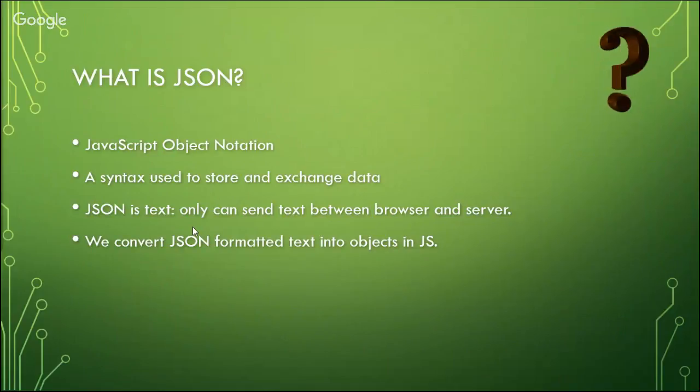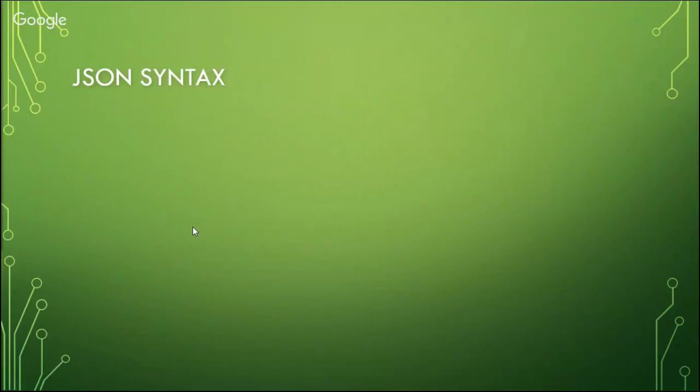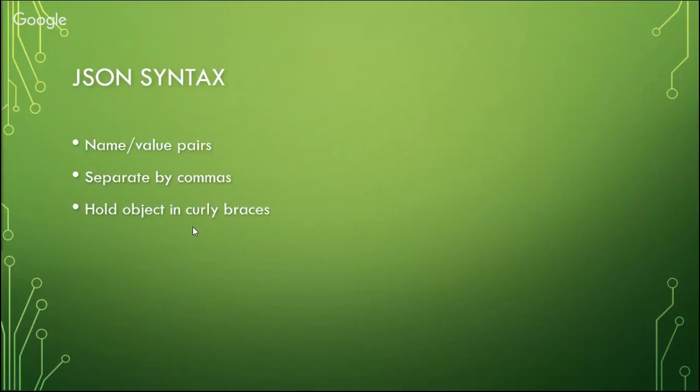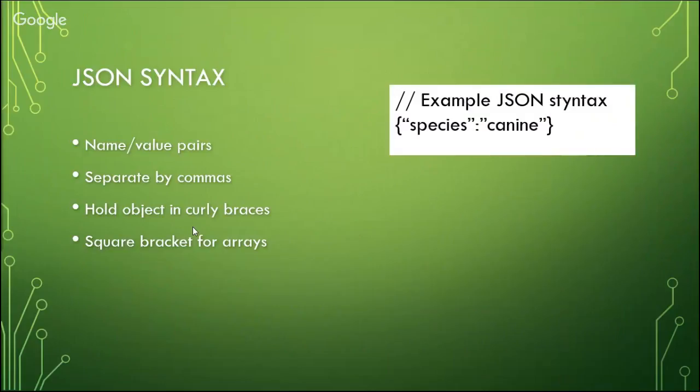You can convert JSON formatted text into objects in JavaScript. The syntax, it's really important to follow the syntax. So you're going to have a name value pair. Separate these name value pairs by commas. We hold objects in curly braces, and square brackets are for arrays.